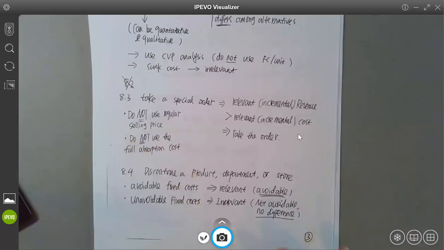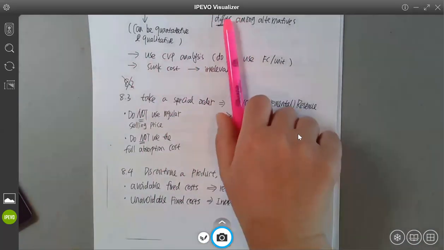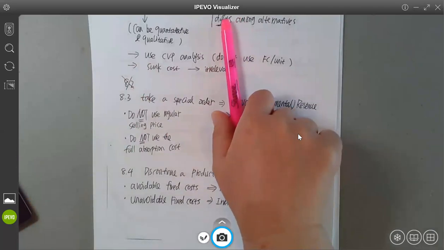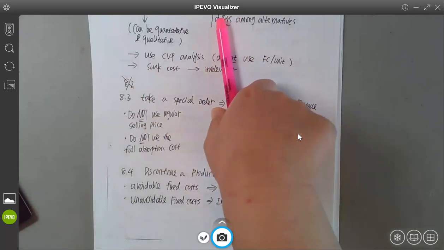In 8.3, we start using the relevant information for different situations. The first situation is whether we take a special order, yes or no. The concept is, let's say, I usually sell this red pen at $10, and the variable cost to make it is $6. Now the professor came to me and said she wants this pen but only offers me $8. So should I sell her this pen at $8 just for a one-time special order?